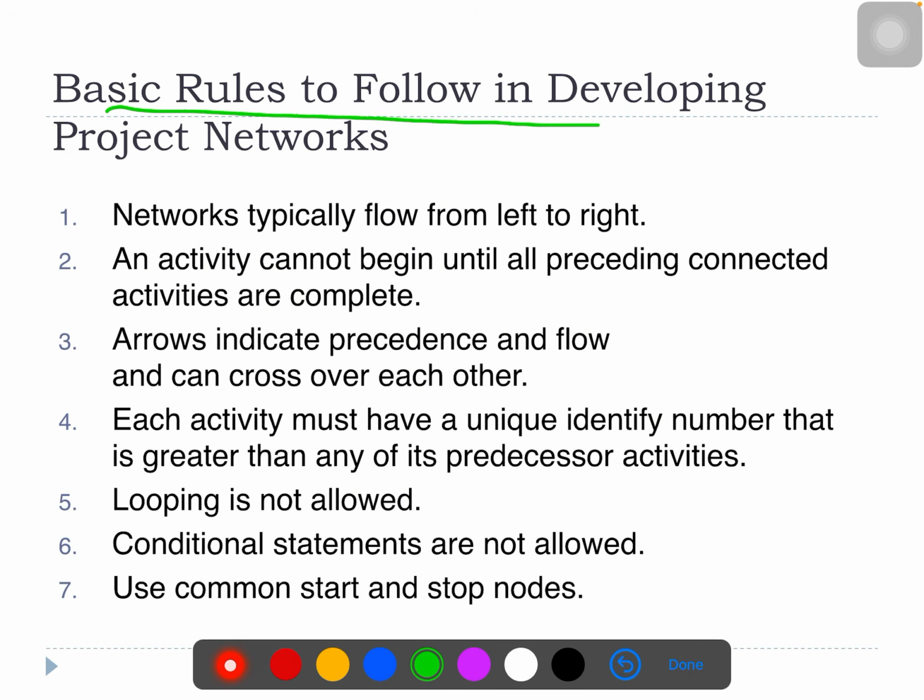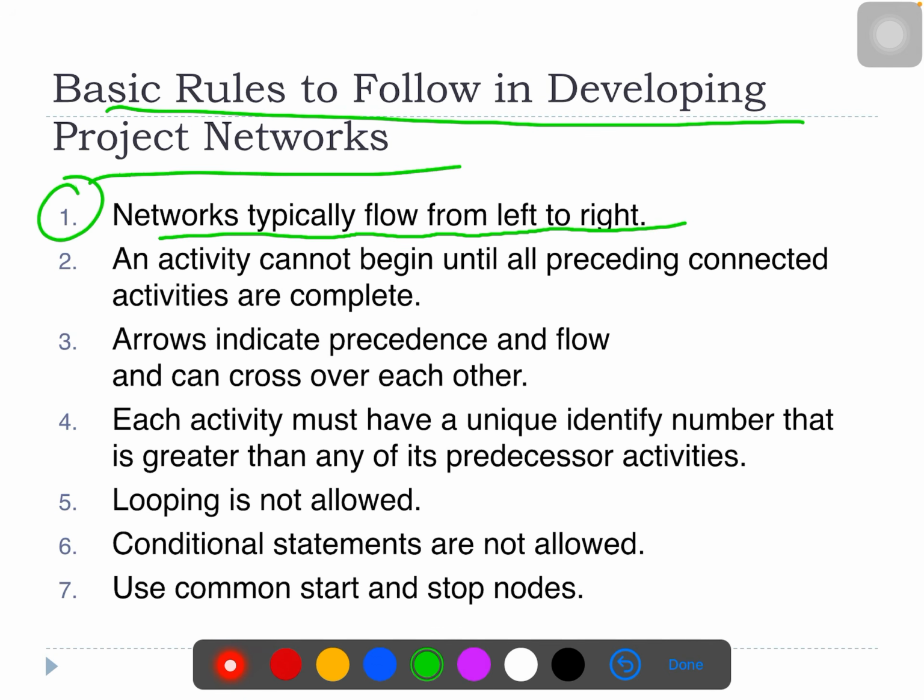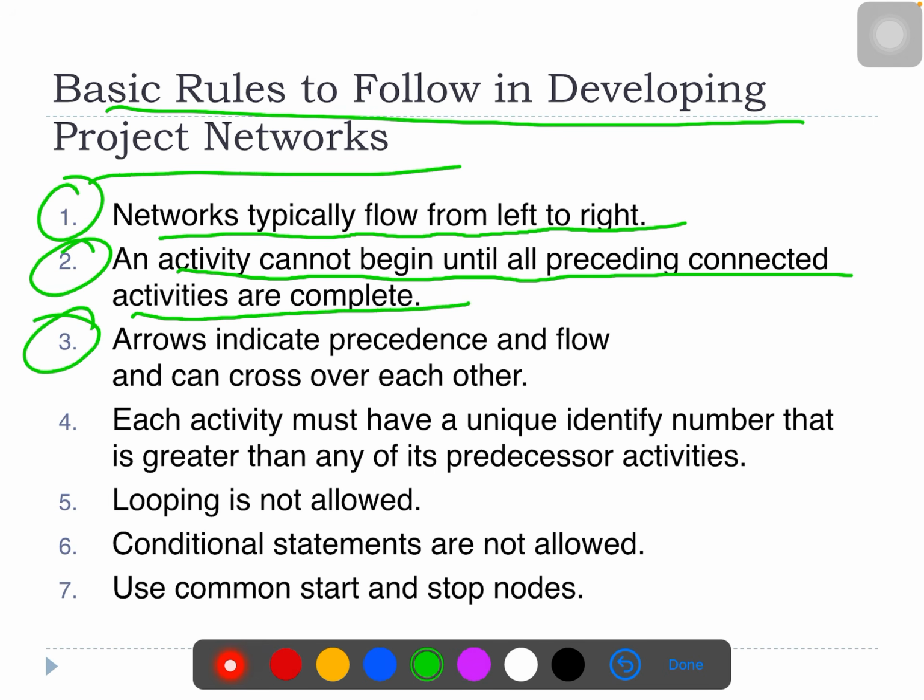So, basic rules to follow in developing project networks. First, networks typically flow from left to right. Number 2, an activity cannot begin until all preceding connected activities are completed. Number 3, arrows indicate precedence and flow and can cross over each other.